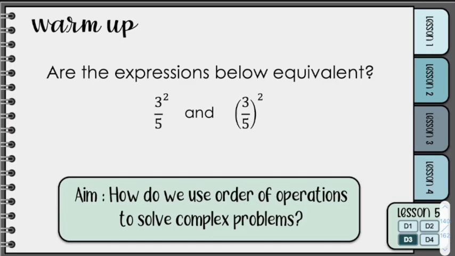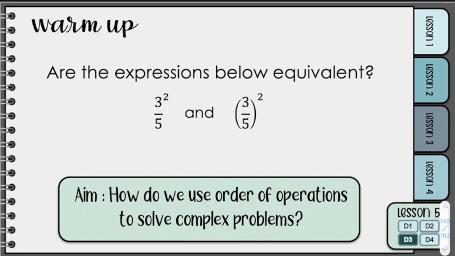Let's get to it. Okay, so welcome back. Today we are going to continue with lesson number 5. Today is day 3 of our aim, how do we use order of operations to solve complex problems? So here's the warm-up for today. Are the expressions below equivalent? So we have 3 to the second power over 5 and 3 over 5 to the second power. Let's see if they are equivalent.